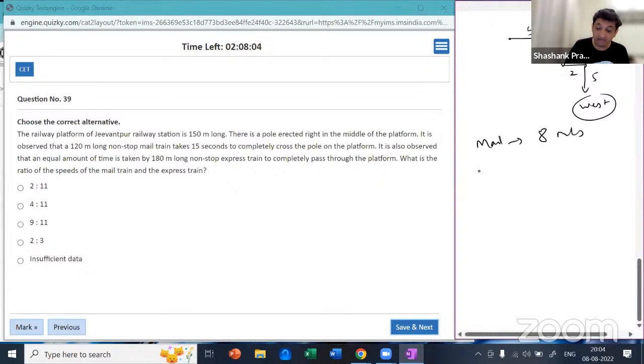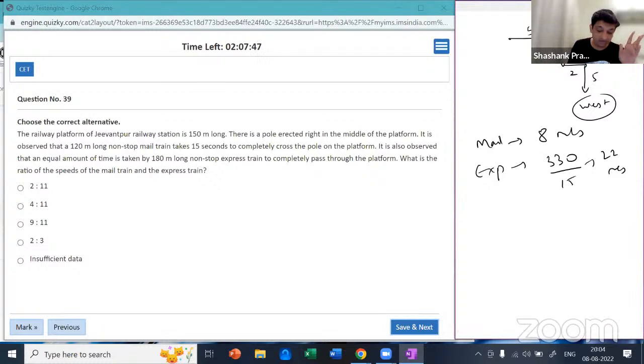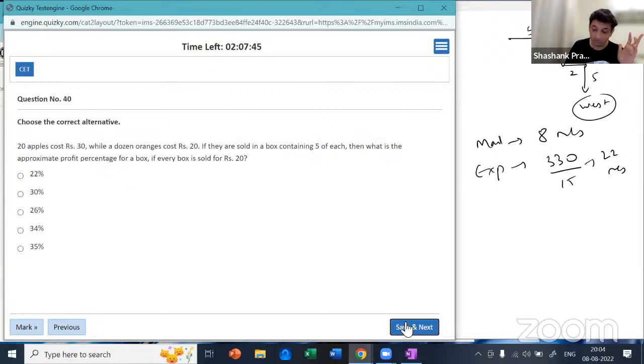Equal amount of time, a 180 meter long express train completely passes the platform. Now it's platform 150 plus 180, 330 meters in how much time? Equal amount of time, 15 seconds. 330 divided by 15 is 22 meters per second. 8 meters per second and 22 meters per second. Ratio of the speed of the mail to express, 8 to 22, 4 to 11. That is the answer. 2.